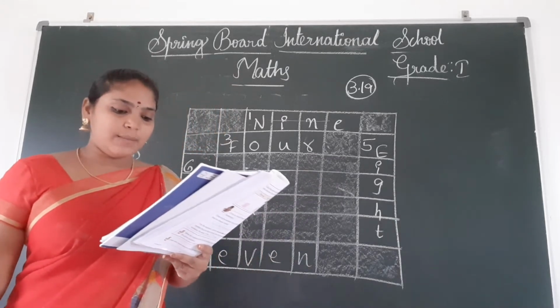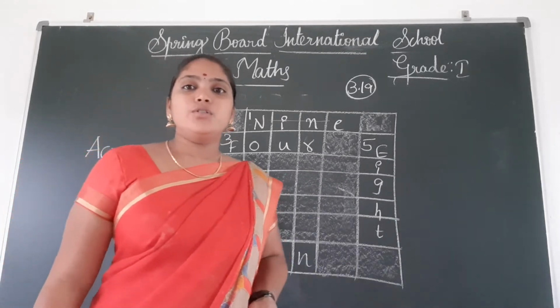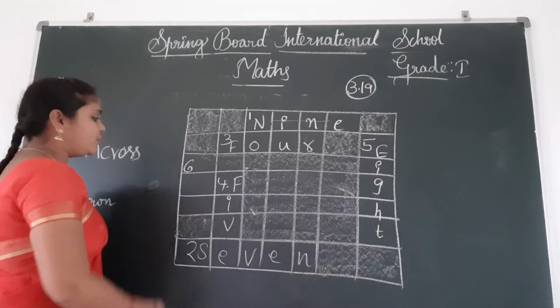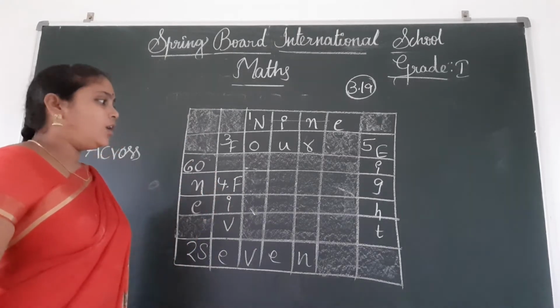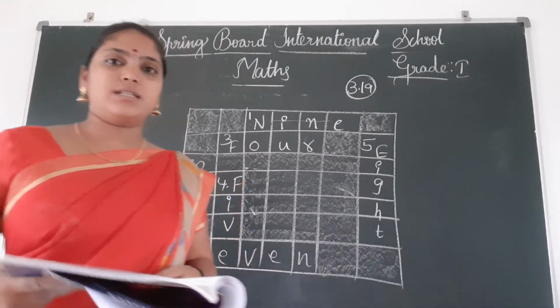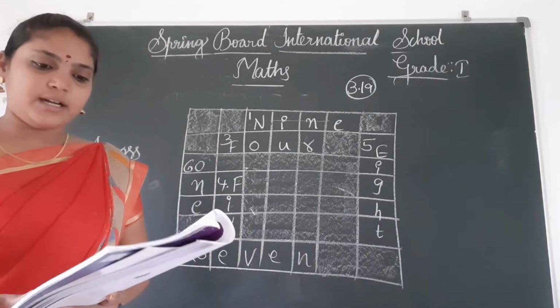Next, which number is just before 2? So, which number comes before 2? 1 is the before number of 2. Okay, you have to fill the box like this. Okay, note down, everyone.